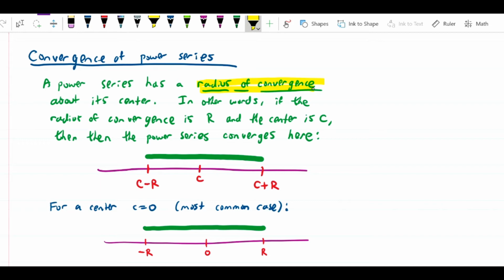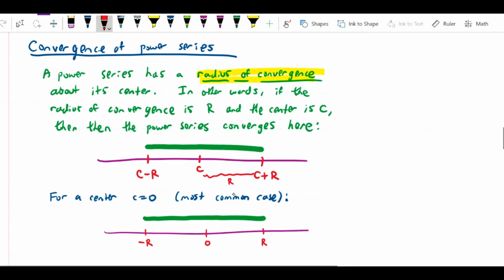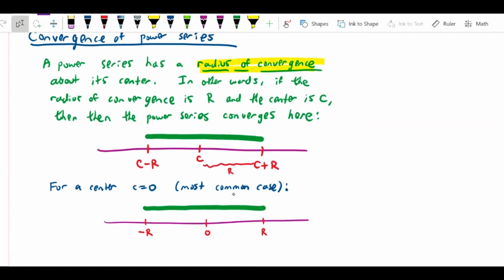So the radius of convergence really tells us how far from the center the convergence extends. So what that means is that the location of convergence, or what we usually call the interval of convergence of a power series, always looks like this. It has its center at the middle, and it extends for a distance r, the radius, in either direction, or in both directions, really. So for the most common type of case where the center is 0, what that means is that the radius of convergence extends from negative r up to positive r.